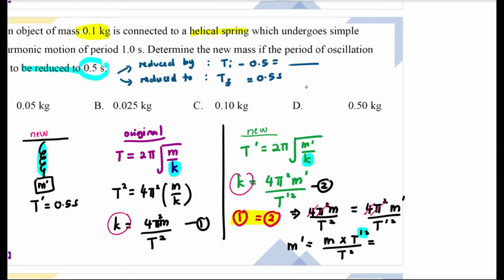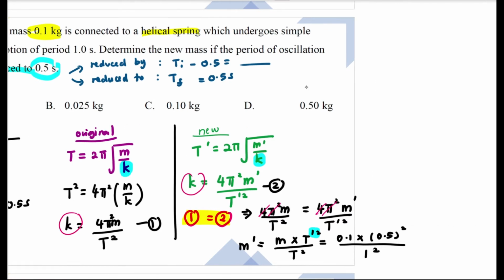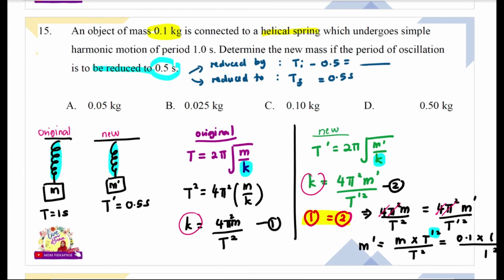So M, the original, is 0.1 kg times T prime, which is 0.5 seconds, squared, don't forget, over T, which is 1 second, so 1 squared. Therefore, the answer that I get is 0.025 kg. Okay, so this is the answer. Alright, and the answer is B. Okay, so this is the answer. Okay, so finish question 15.